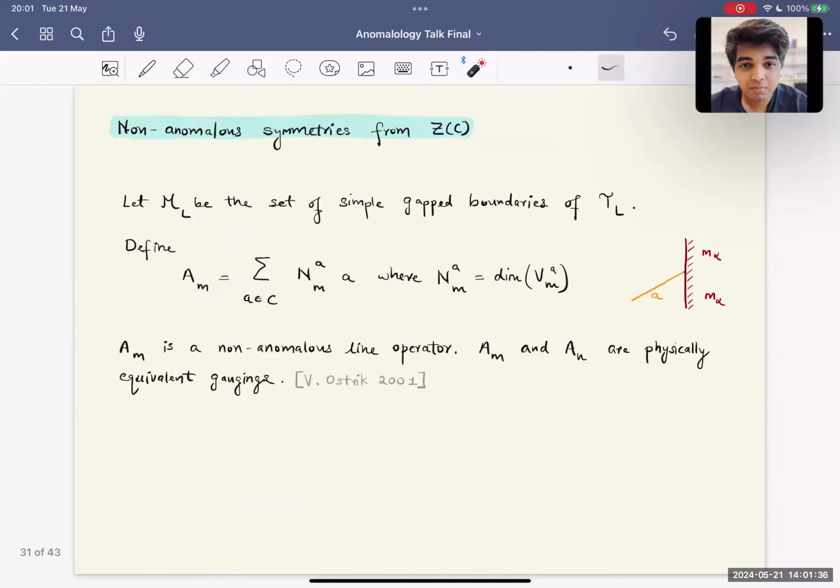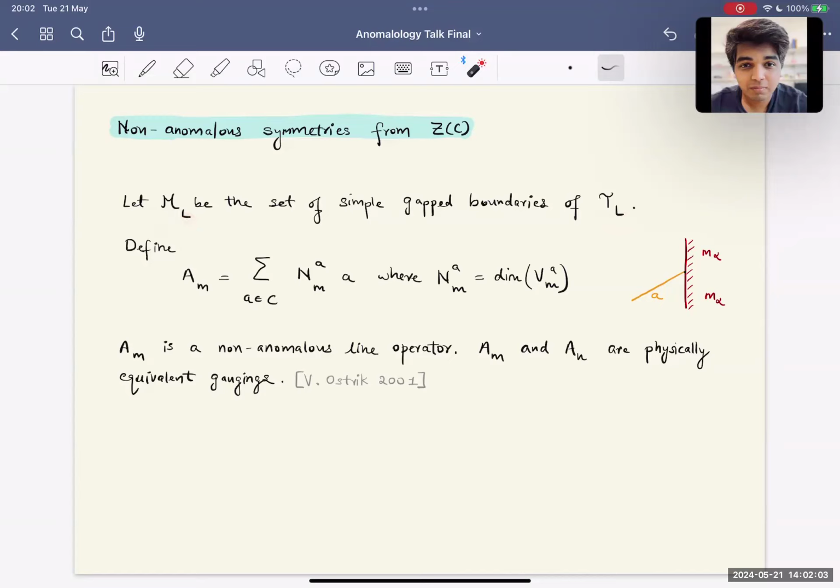Okay, so let me just remind you of certain results in category theory. If you have a TQFT T_L, and suppose M_L is a set of gap boundaries of the TQFT, there's a finite number of simple gap boundaries. By simple, I mean the gap boundary does not host any non-trivial local operator. So the same definition of simple as for simple lines or simple surfaces.